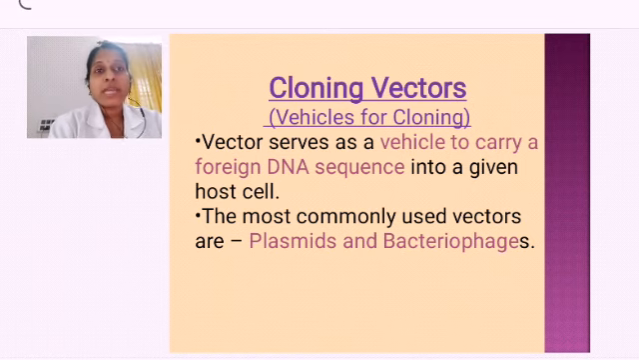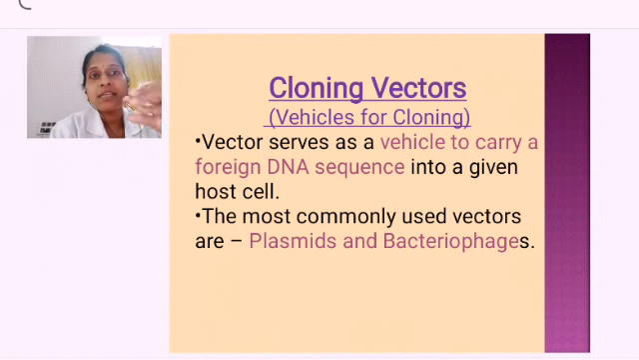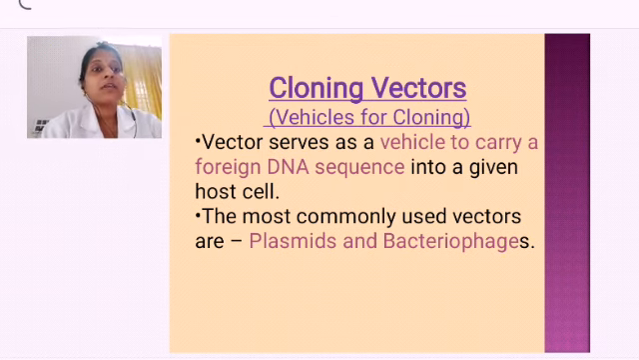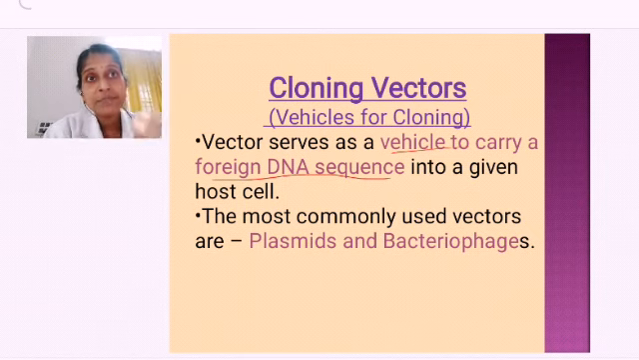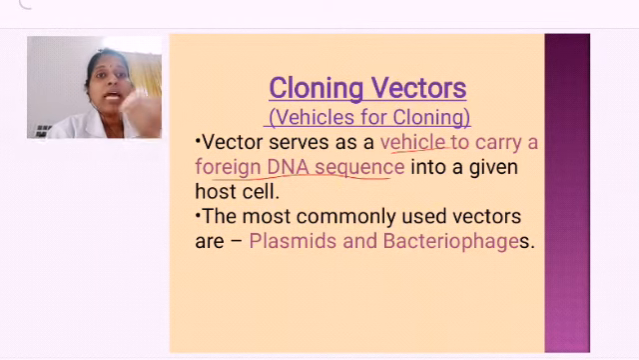Now, cloning vectors. We have already learned what is a vector. Vector is like a vehicle which is carrying the foreign DNA or the gene of interest from one place into the host. Okay, so you can see what is a vector. Vector serves as a vehicle. So what are they carrying? They are carrying foreign DNA sequence, which is the gene of interest, like pest resistant gene is a gene of interest, into a host cell, into some plant it is carried. Okay, so that is the role of what?